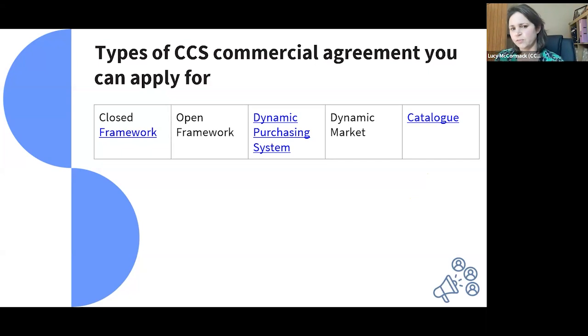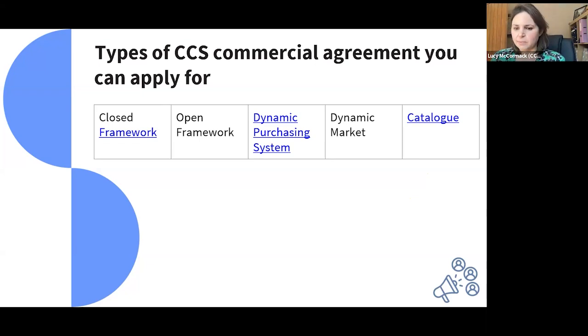And if you aren't successful the first time in applying to a DPS, there is nothing stopping you applying again when you're in a different position, and you can take the feedback provided by CCS as to what may have prevented you from being successful in the first place.